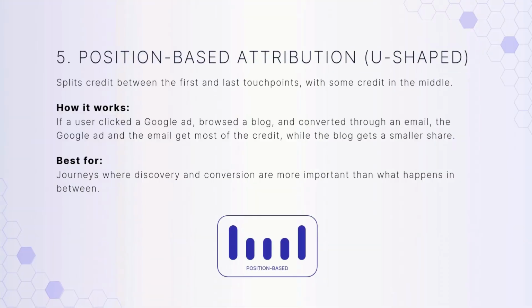Position-based attribution. Here, most of the credit goes to the first and last touchpoints with the rest sprinkled in between. So in a journey like ad to blog to email, the ad and email get the majority of the credit while the blog gets a smaller piece. This one's useful when you care most about how people found you and how they converted, but not as much about the stuff in between.